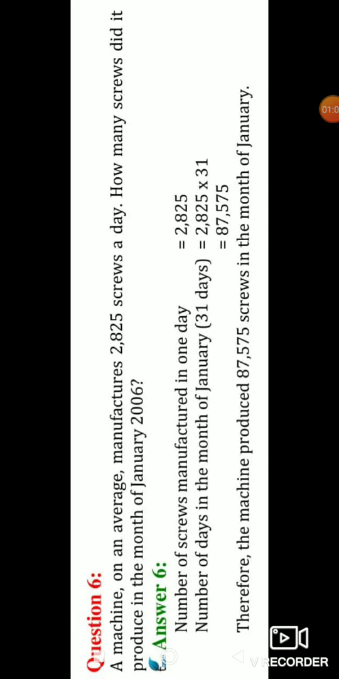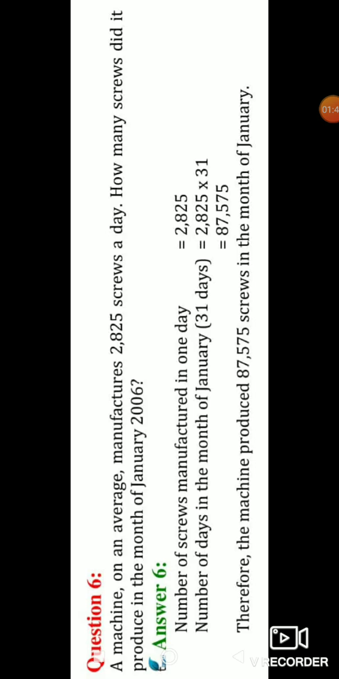So, here a machine on an average manufactures 2825 screws a day. Per day, a machine manufactures 2825 screws. Then you have to calculate how many screws were produced in the month of January 2006. So first you have to write the number of screws manufactured in one day.